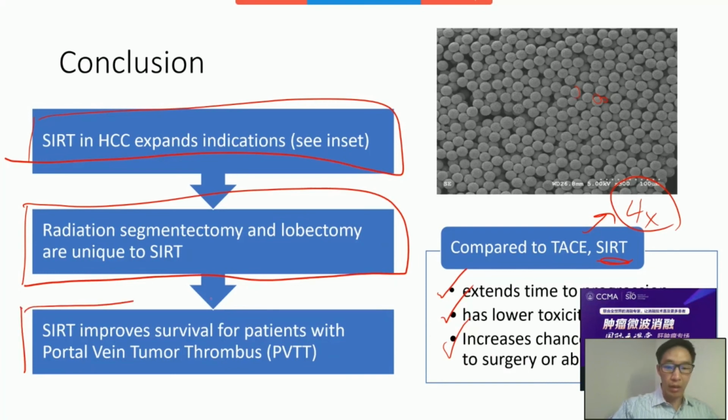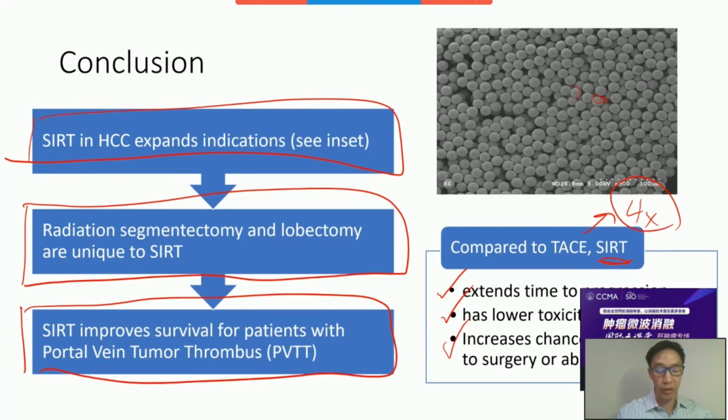And further, SIRT improves survival in patients with PVTT, not only from a decrease in size for your surgeons to be able to operate, but also from overall survival when using the radiation lobectomy technique.